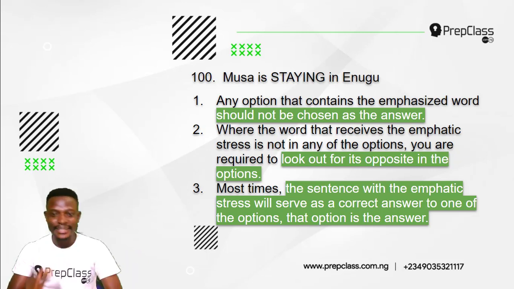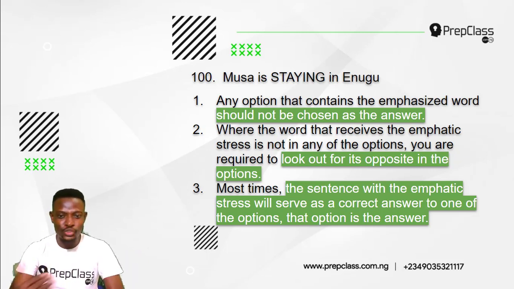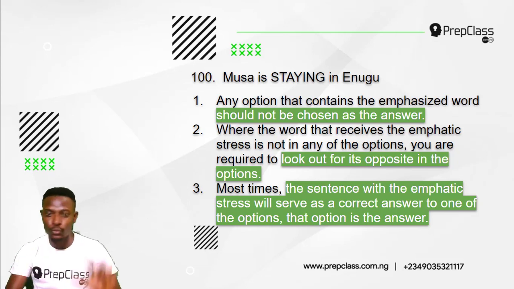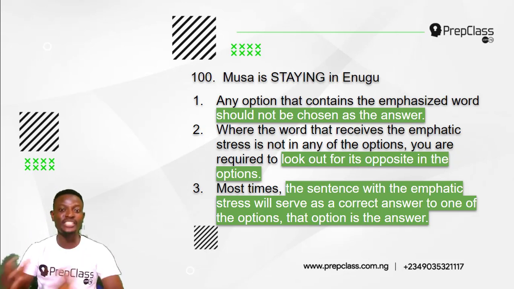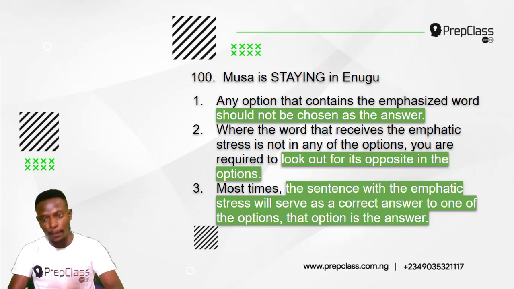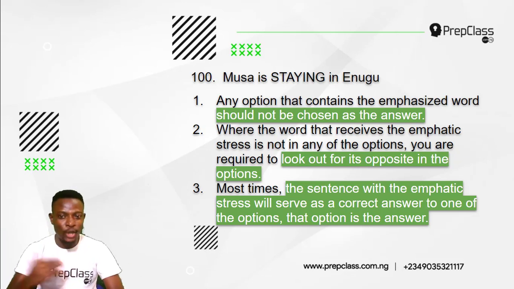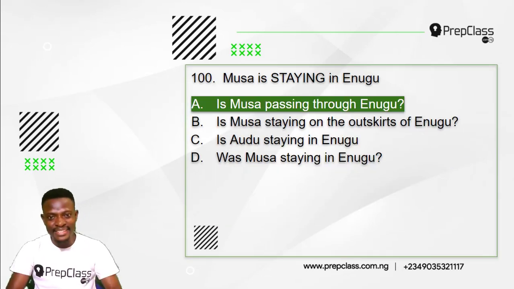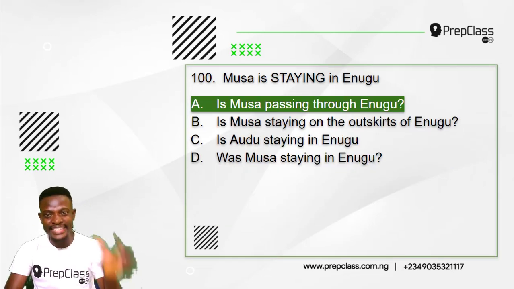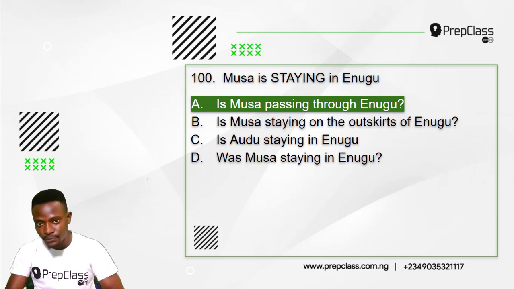Rule number 3. Most times, the sentence with the emphatic stress, that is the question itself, will serve as a correct answer to one of the options. That option is the answer. So going by this, the answer to this question is option A. Is Musa passing through Enugu?